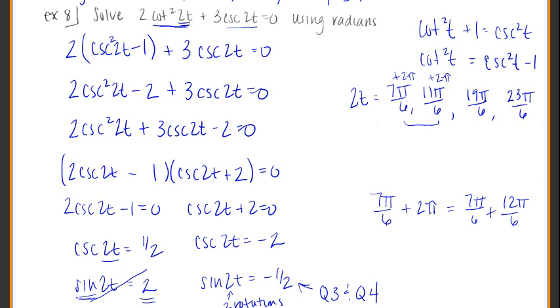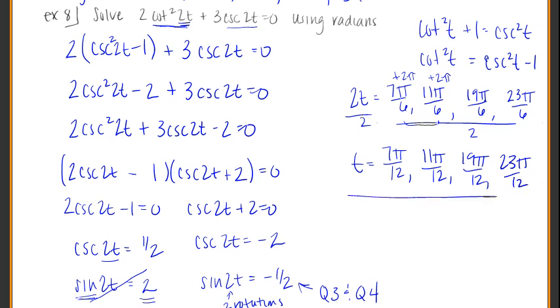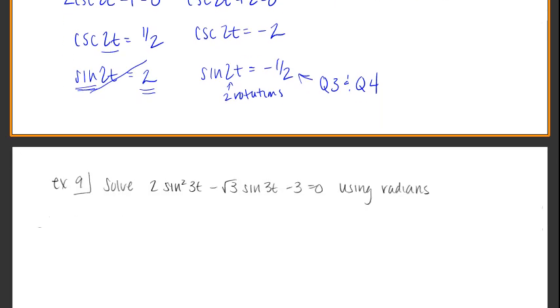Okay? So after that, then we just want to get our answer just in terms of t equals, not 2t equals. So if I divide by 2, in a fraction, dividing by a whole number, all it does is multiply to your denominators. So you're really looking at 7 pi over 12, 11 pi over 12, 19 pi over 12, and 23 pi over 12. Box that up and call that answer finished.